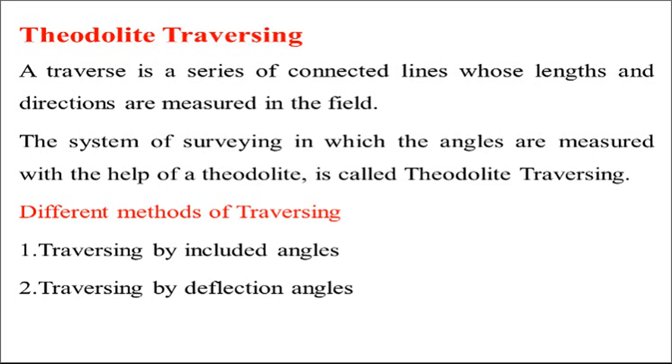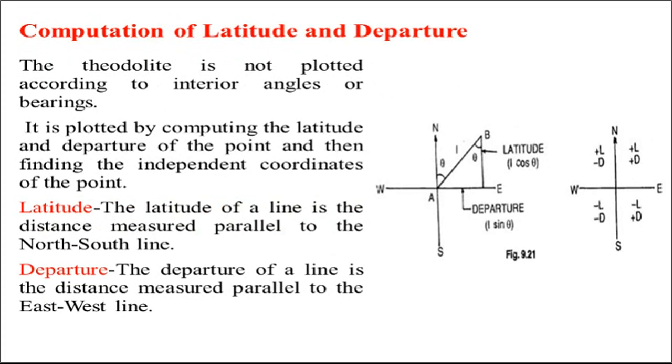So traversing can be done by any one technique, that is by measuring the included angle between the different lines or by measuring the deflection angle between the different lines. Next one, latitude and departure. Latitude and departure play a very important role as far as theodolite traversing is concerned. The theodolite traverse is not plotted according to the interior angles or bearings observed with the theodolite.